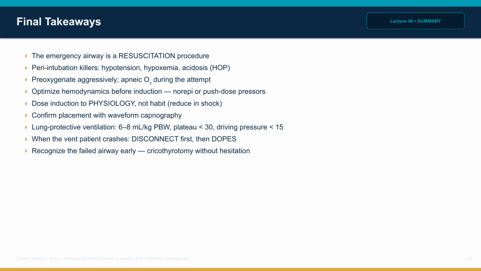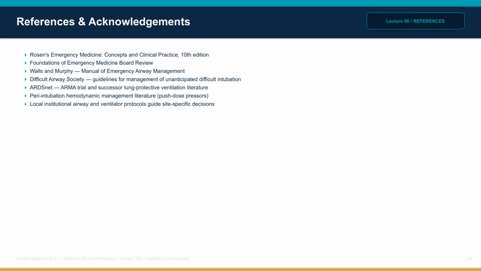Set lung protective ventilation with tidal volume 6 to 8 milliliters per kilogram of predicted body weight. When the ventilated patient crashes, run DOPES with auto PEEP high on the list in obstructive disease. Recognize the failed airway early and act. Bagging harder is the wrong answer in the crashing asthmatic on the vent.